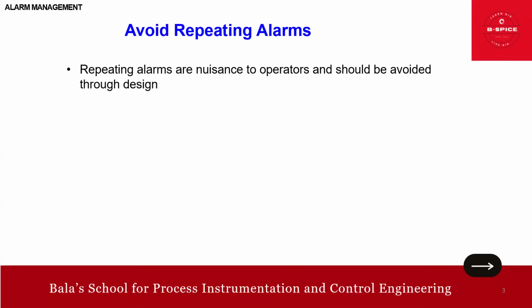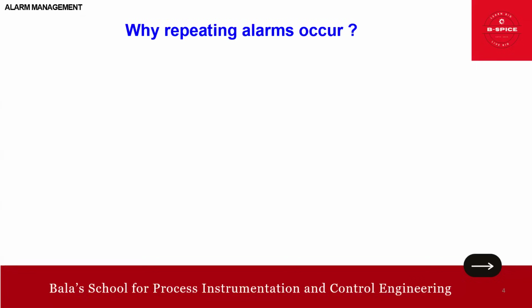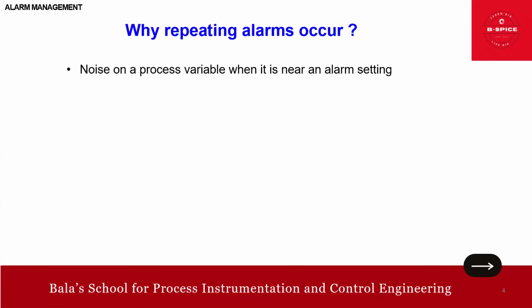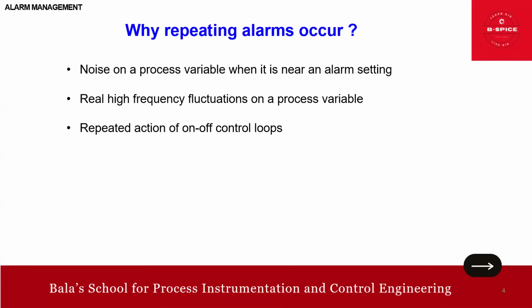Now, let's see why repeating alarms occur. Repeating alarms can be generated in several ways. For example, the noise on the process variable itself when it's near an alarm set point, right? And the second is real, actual high frequency fluctuations on a process variable. Then of course repeated oscillation of control loops. So these are the scenarios where the alarms keep on repeating. Okay, so that is the reason basically.